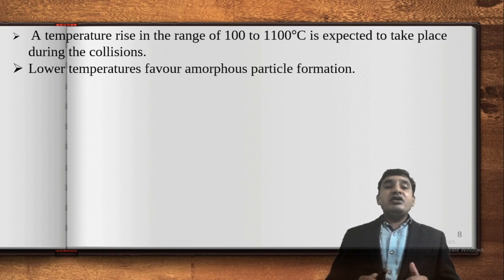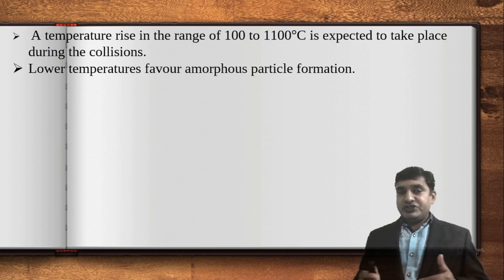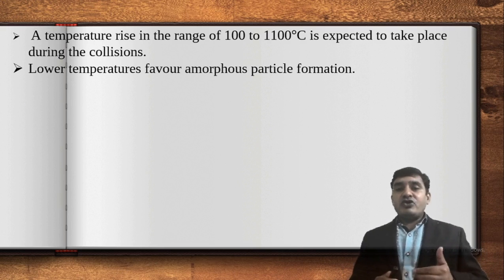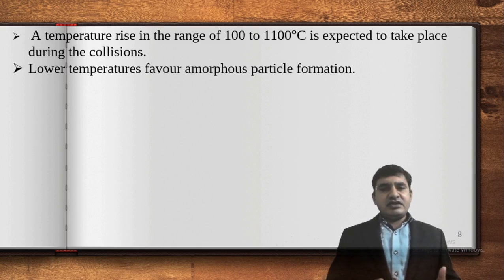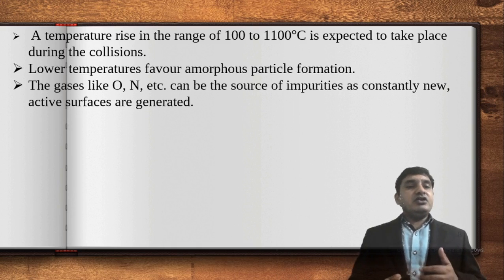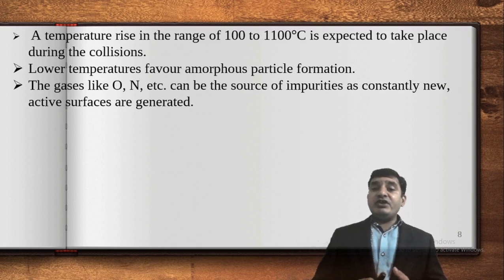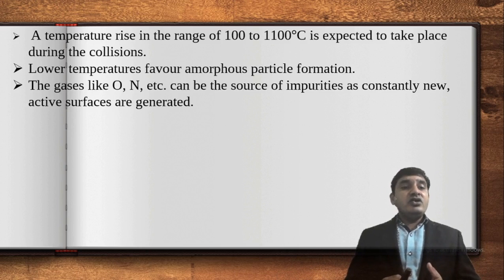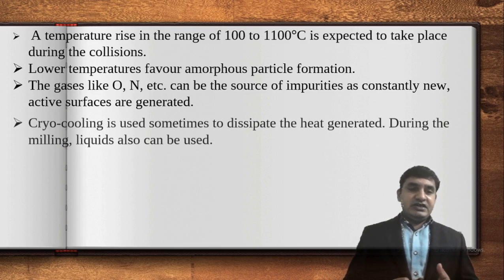Low temperature favors amorphous particle formation. When the temperature is low, the particle is amorphous. But at high temperature, crystalline particles can be formed. Gases like oxygen and nitrogen can be a source of impurities, as new active surfaces are constantly generated.